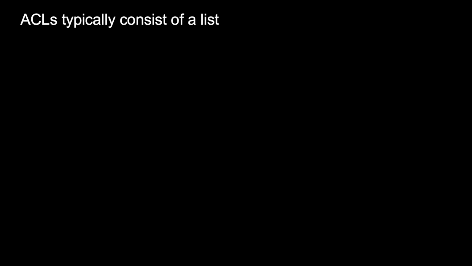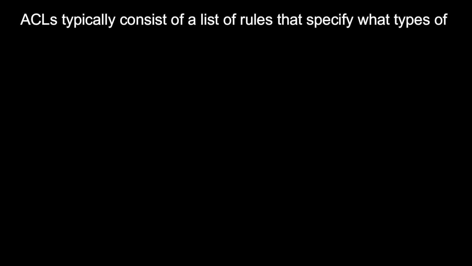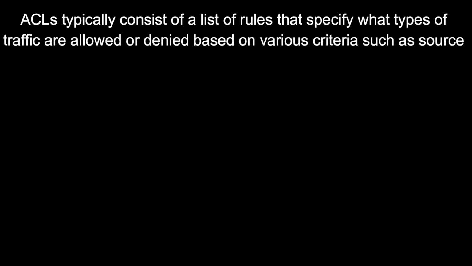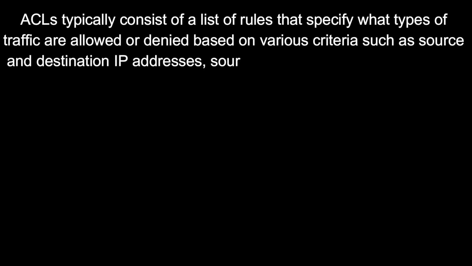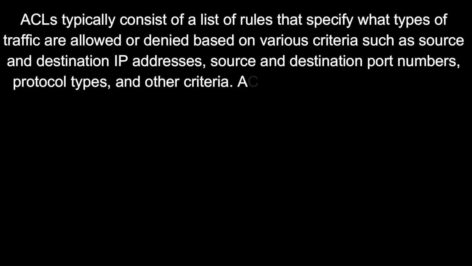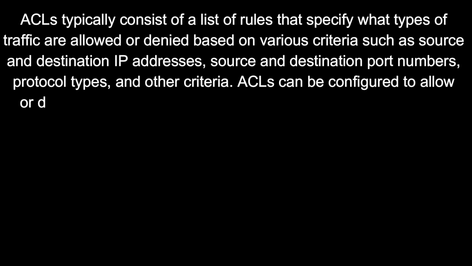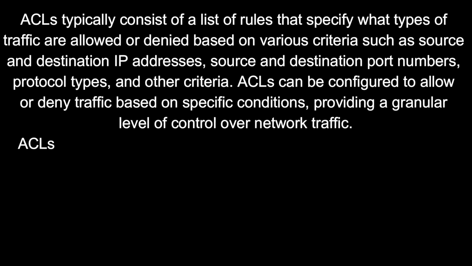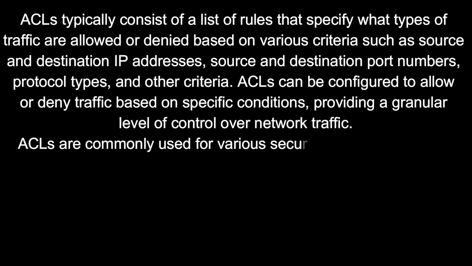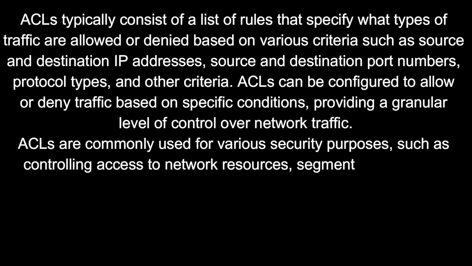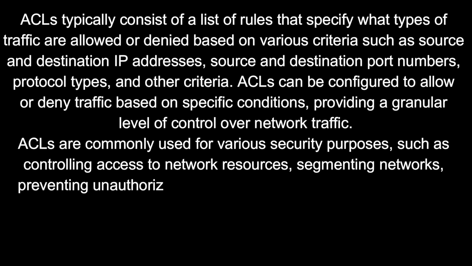ACLs typically consist of a list of rules that specify what types of traffic are allowed or denied based on various criteria such as source and destination IP addresses, source and destination port numbers, protocol types, and other criteria. ACLs can be configured to allow or deny traffic based on specific conditions, providing a granular level of control over network traffic.